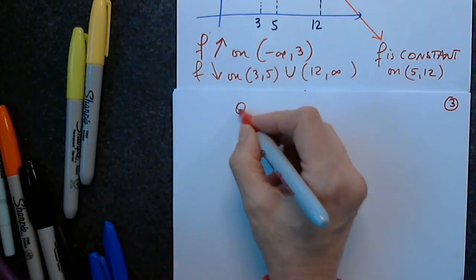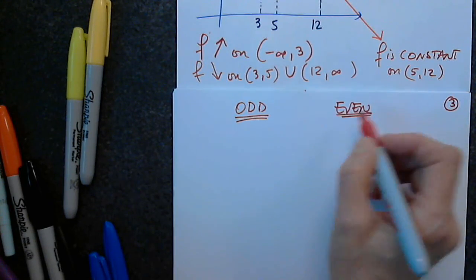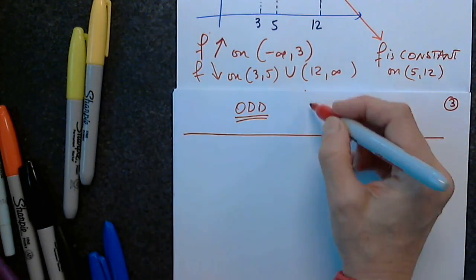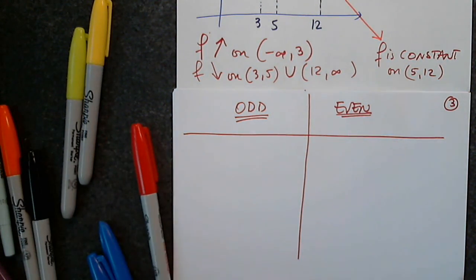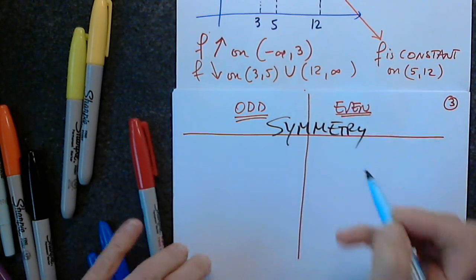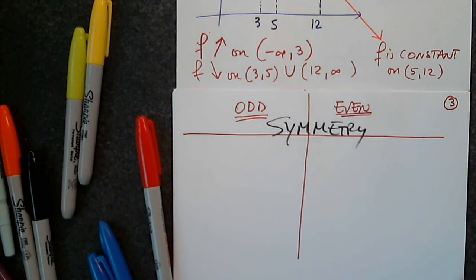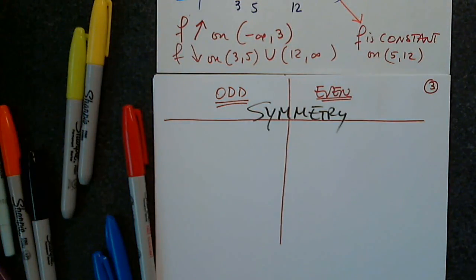have. So odd or even. This is called symmetry. So a graph of a function, or the graph of the function itself, can be symmetric in only 2 ways.